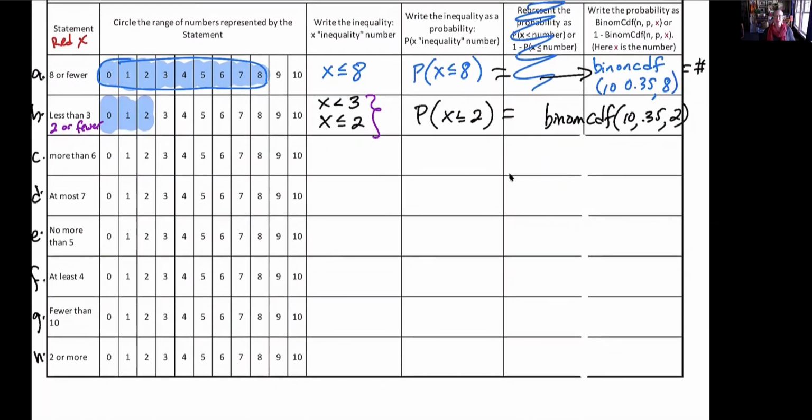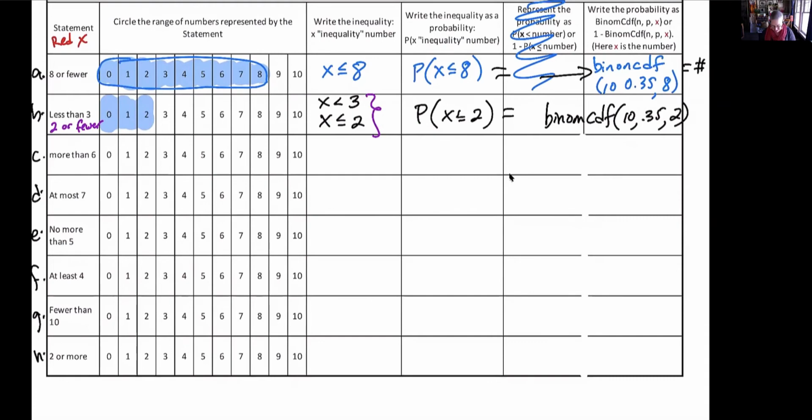The reason I wanted you to spend some time on this is because we're doing discrete variables. When we're looking at less than 3, for example in part B, whatever we put in here is going to be included. For discrete variables, the calculator is doing 0 to whatever number you tell it to stop at, and that's what this number is.